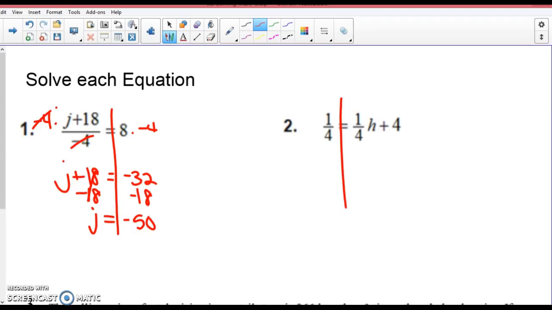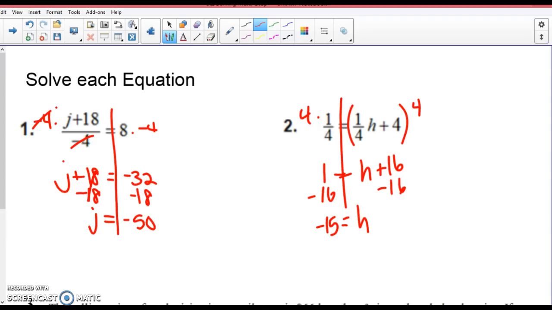Now, here's one with fractions. And again, a lot of you probably don't want to deal with fractions. So if you want to clear this equation of fractions, the common denominator would be 4. So I'm going to multiply both sides by 4. But on this left side, make sure you multiply the entire thing by 4. 4 times 1/4 is 1. 1/4 h times 4 is just h, plus 4 times 4 is 16. Look at how simple that is now. Subtract 16 from both sides. H is -15. Now, you could solve that by not clearing the fractions, but it's going to take a little bit more work.